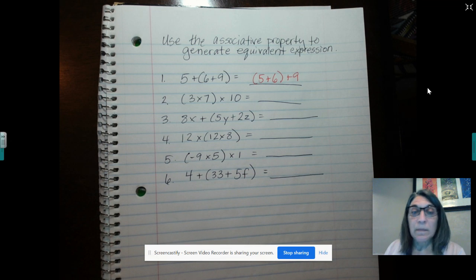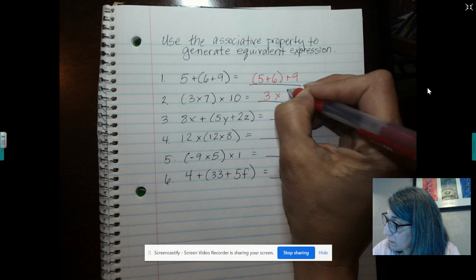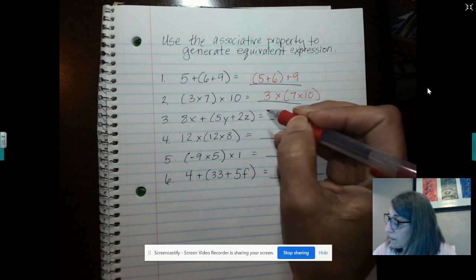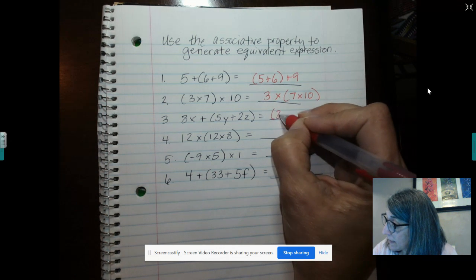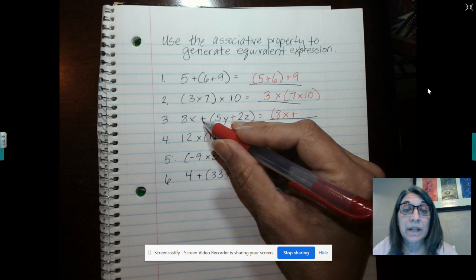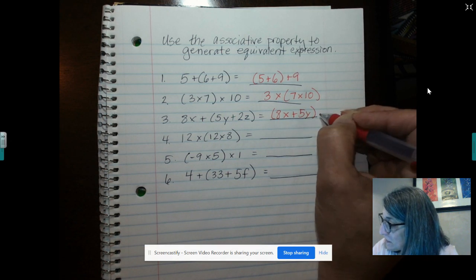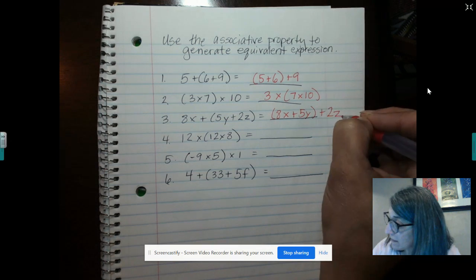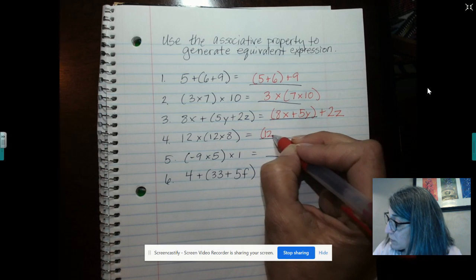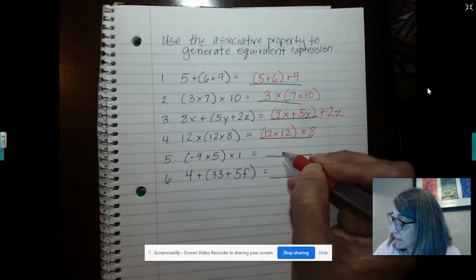So let's go over these and make sure that you've got them correct. So this time I'm going to do 3 times 7 times 10. Okay, and this one, it would be 8x plus, so this one was multiplication. I'm back to addition, so pay close attention to that, to 5y plus 2z. Okay, this one's multiplication again. So I'm going to do 12 times 12 in the parentheses and then multiply it by 8 outside the parentheses.